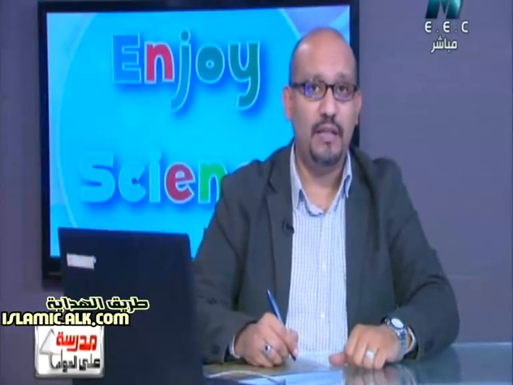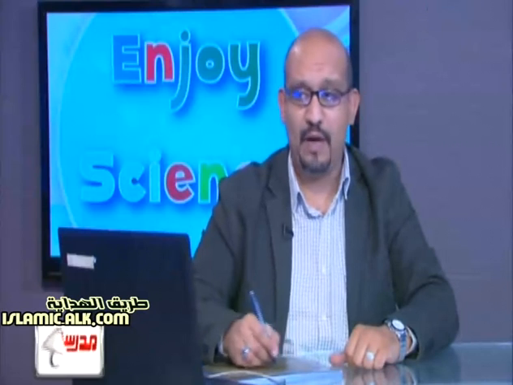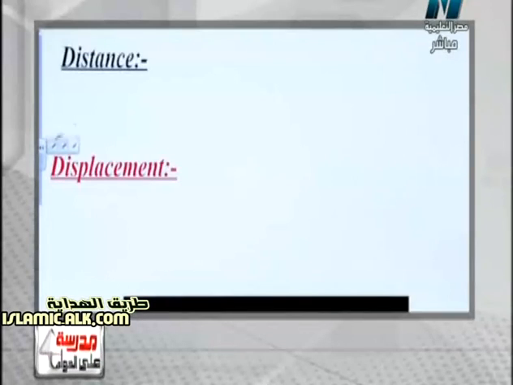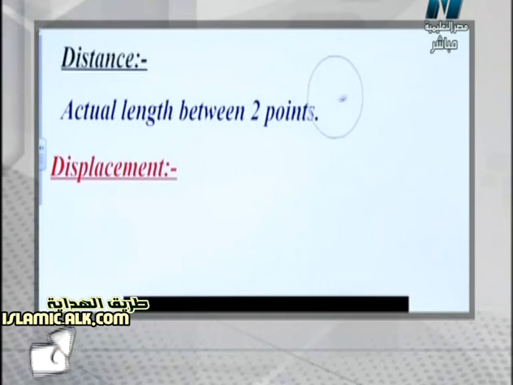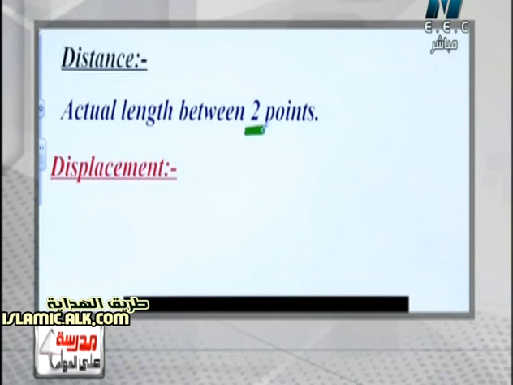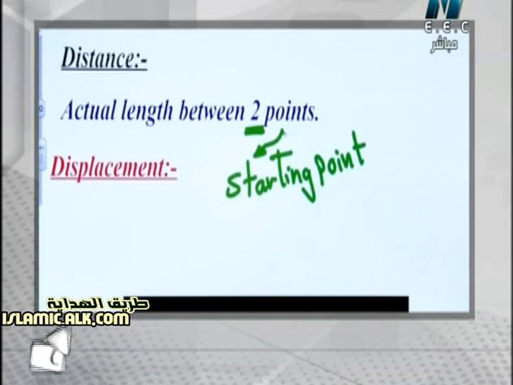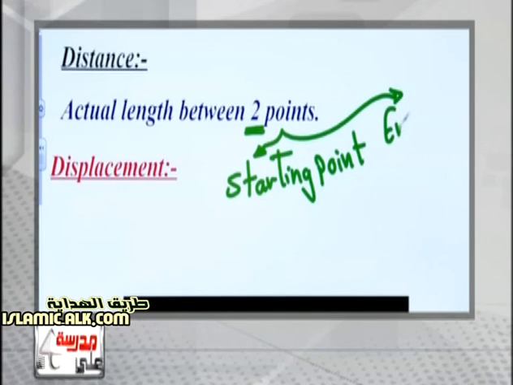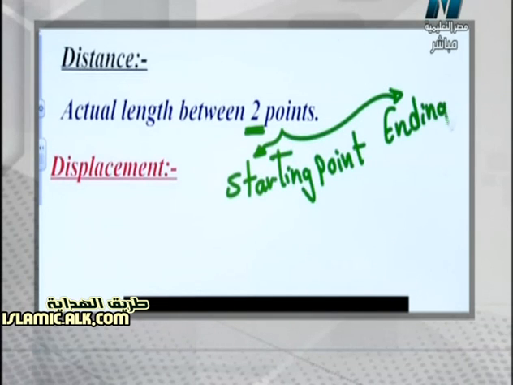As we see here the definition of distance, let's see together. Distance is what? Is the actual length between 2 points, or between the starting point and the ending point. The 2 points means number 1, the starting point, and here number 2, the ending point.